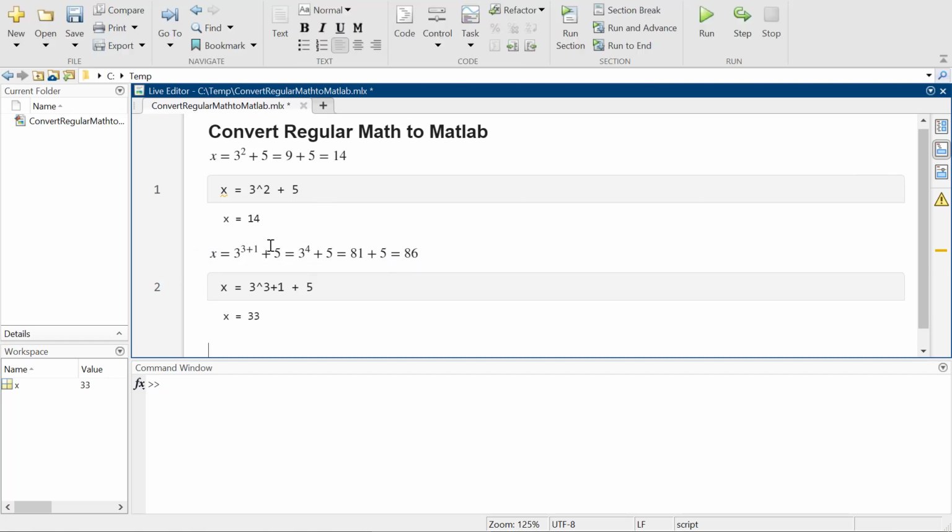Okay, and you're like, but it should do the 3 plus 1 first because there is a big space here, but that's not how MATLAB works. MATLAB doesn't care that there are spaces there. Really what it cares about is the order of operations. So what it's doing is 3 cubed, which is 27.